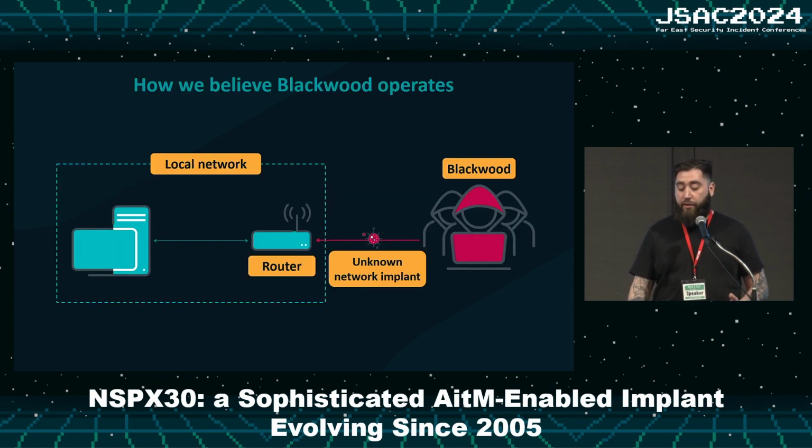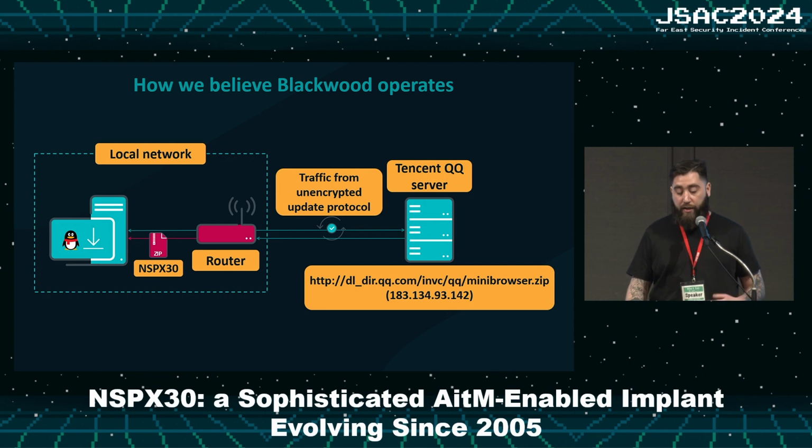We believe that first, the attackers compromise a network device, for example, a router, with an implant that has adversary-in-the-middle capabilities. When legitimate software running on a machine in the network attempts to update, the implant intercepts the unencrypted traffic and replies with a malicious package containing the backdoor, the dropper, sorry.